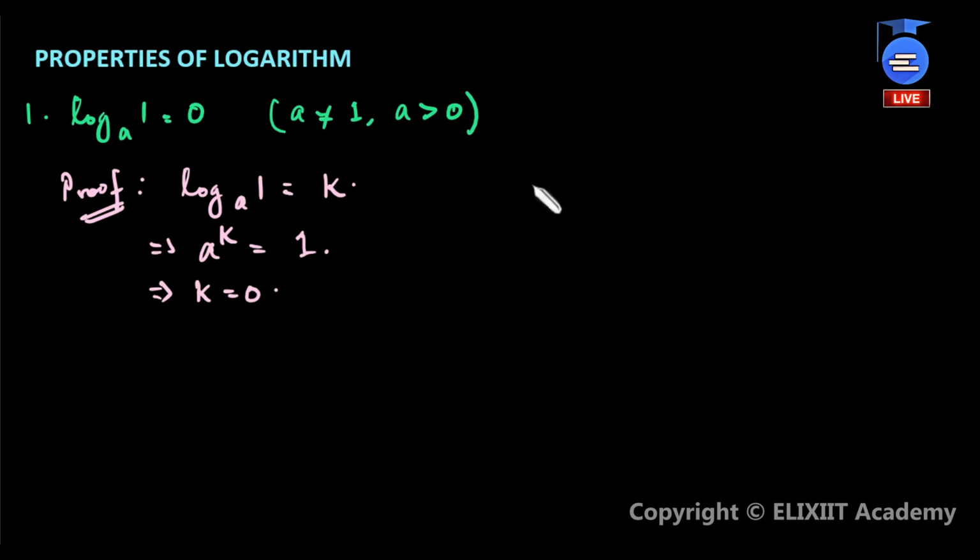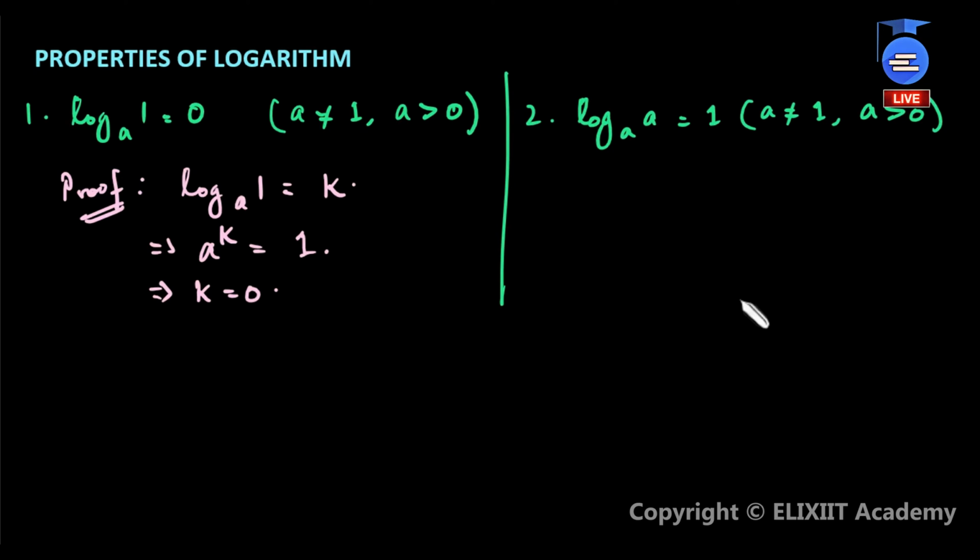Next we have the second property. Property number 2: log a base a is equal to 1, where a is not equal to 1 and a is greater than 0. Just now you have seen. Again, the proof of this is quite easy. The logic will be the same. We have to prove log a base a is equal to 1.